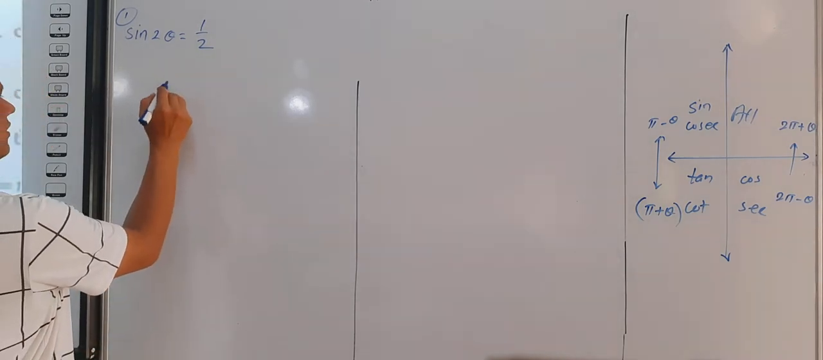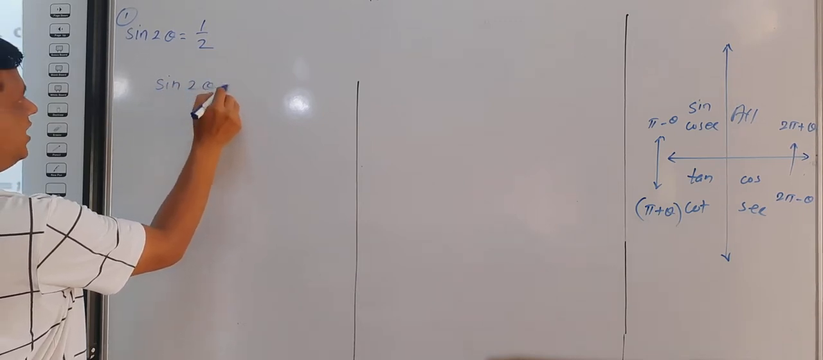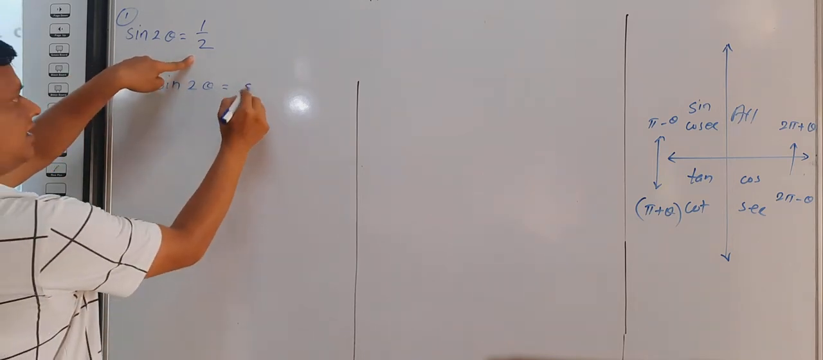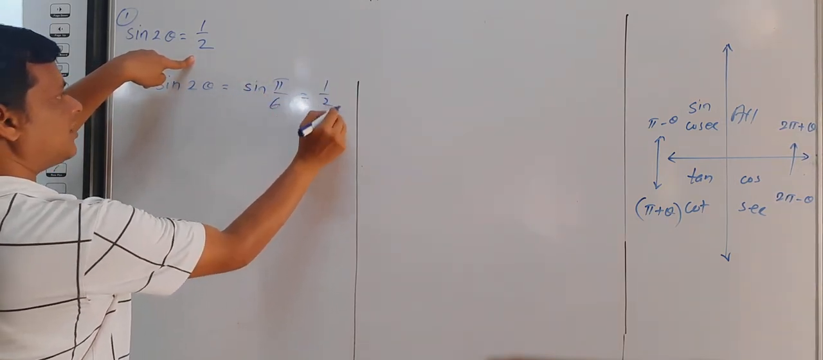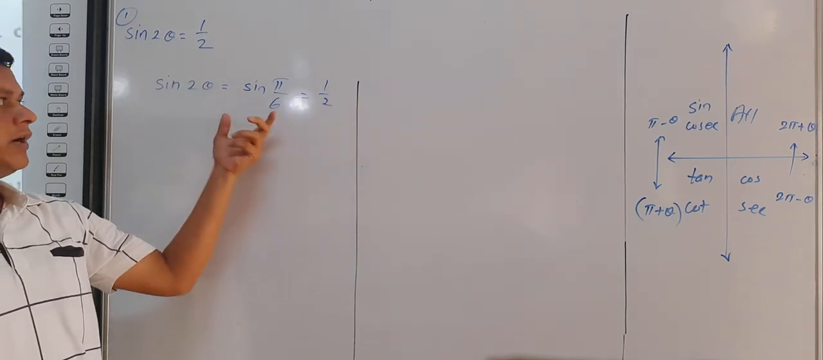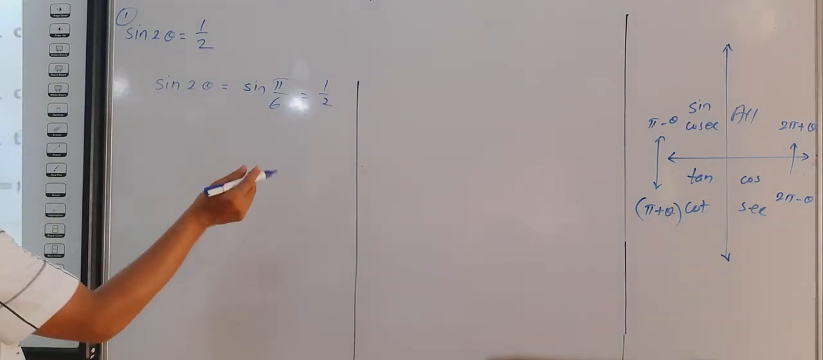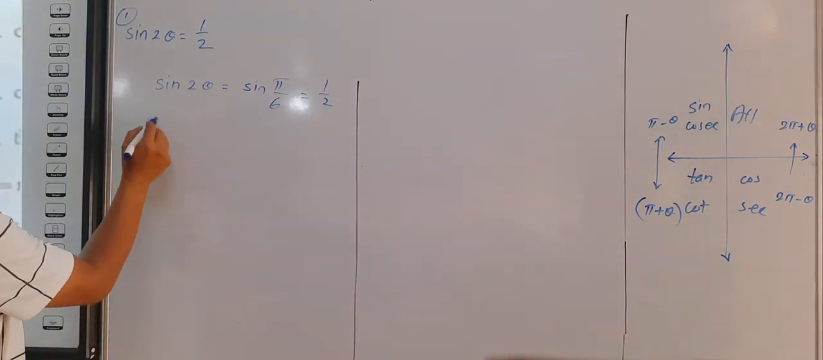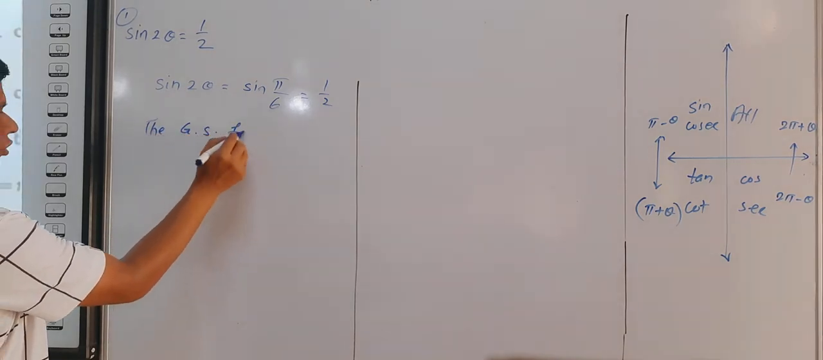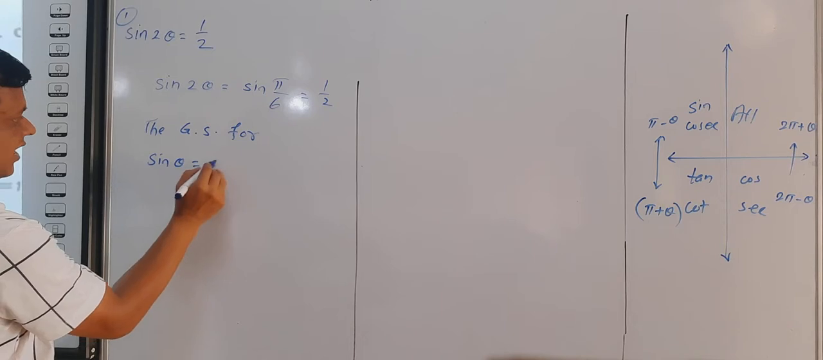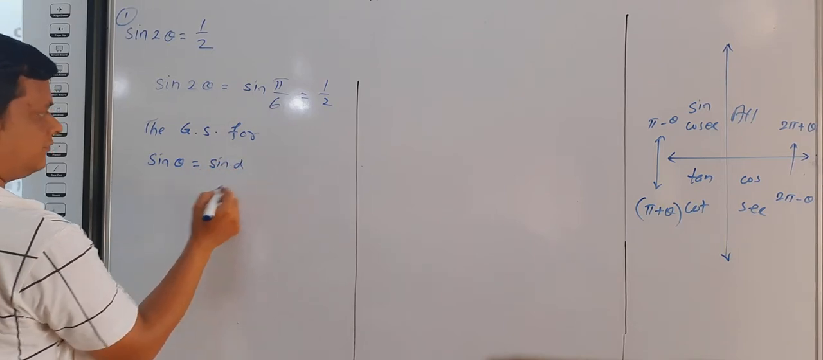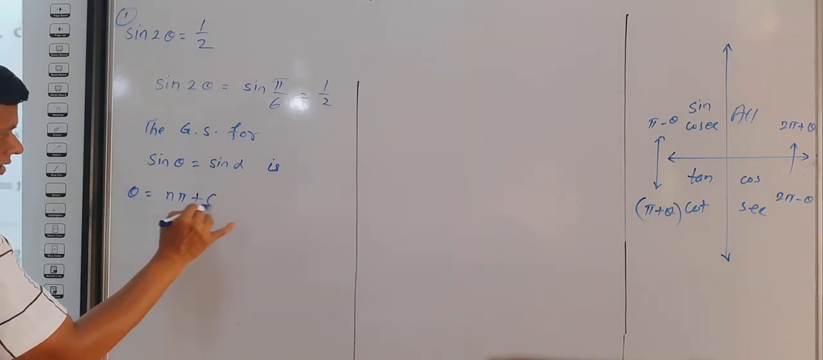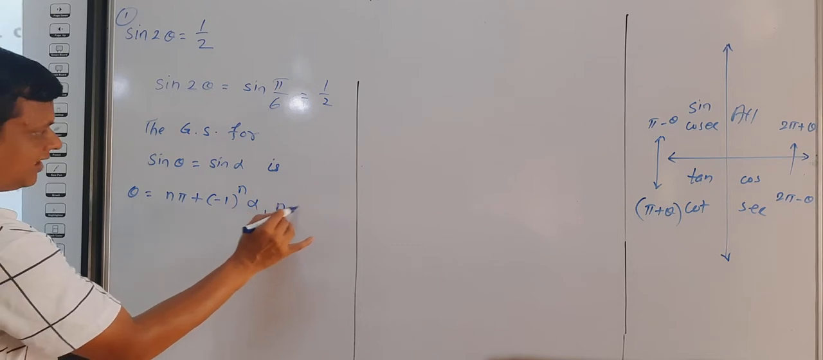So we know that sin 2 theta equals, we know that sin pi by 6 is 1 by 2, that is sin 30 is 1 by 2. So in place of 1 by 2 we write here sin pi by 6. Now if you observe, this is of the form sin theta equals sin alpha. So we have to write the general solution for sin theta equals sin alpha, which is theta equals n pi plus minus 1 raised to the power n into alpha, n belongs to Z.